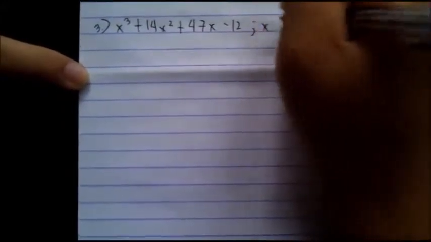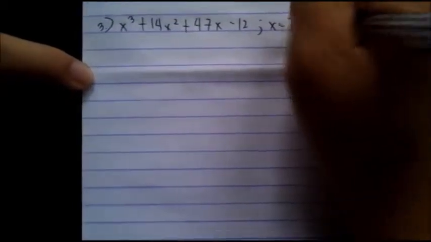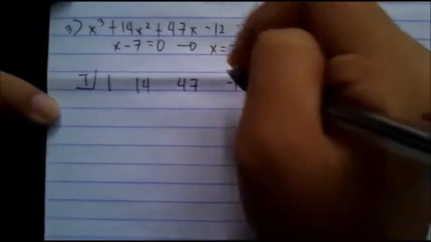Example number 3. Given equation is x cubed plus 14x squared plus 47x minus 12, divided by x minus 7. So, to transpose, x minus 7 equals 0. Transpose, x equals 7. So, 7, 1, 14, 47, then negative 12.